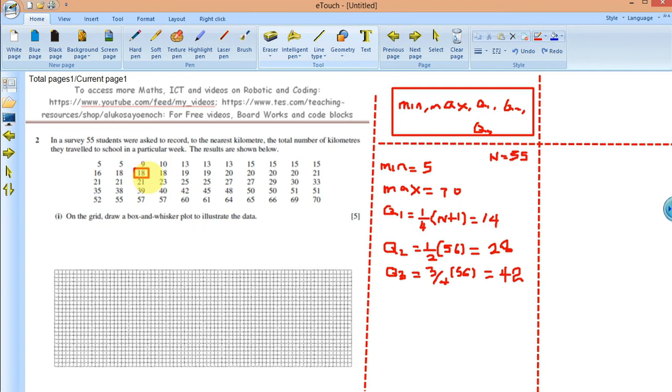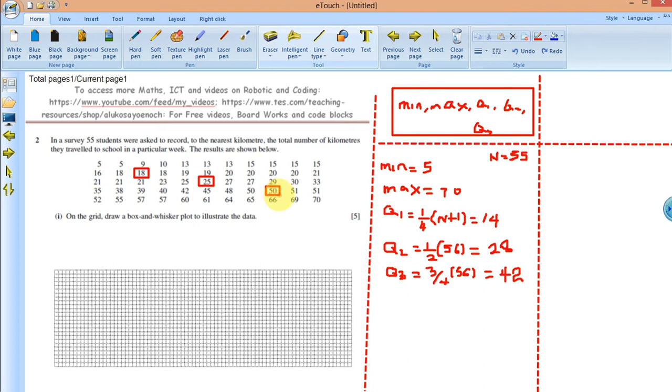Then data position 28. Since the first two rows give 22, going to 28: 22, 23, 24, 25, 26, 27, 28. The one under 19, so this is Q2. And data position 42. 11, 22, 33, going to 40, so this will be 44. So 44, and 42 should be here.